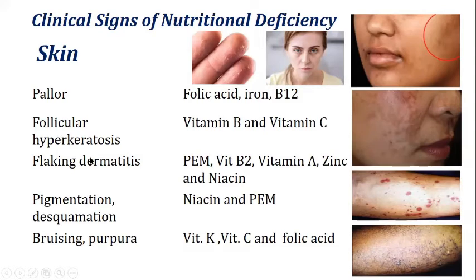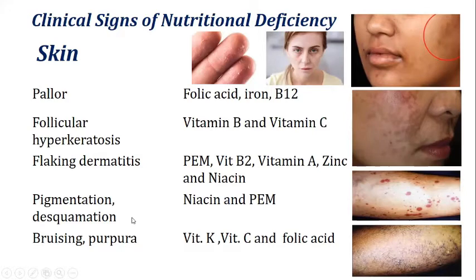And flaking dermatitis, dermatitis is the removal of skin. Then it may be due to protein allergy, malnutrition, vitamin B12, vitamin A, zinc, and niacin.